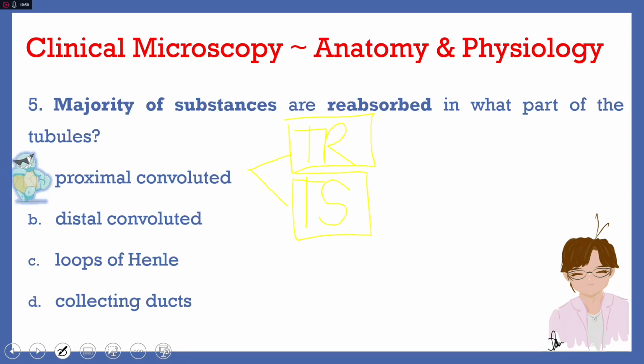What is the difference between the two? They are both movements of substances. But when you say tubular reabsorption, the movement of substances is from the urine, and then we bring them back to the blood. When you say tubular secretion, substances are in the blood and we will need to move them to the urine for secretion or excretion. So that's basically the difference between the two terms, tubular reabsorption and tubular secretion. So again, that will be our number 5, letter A, PCT.